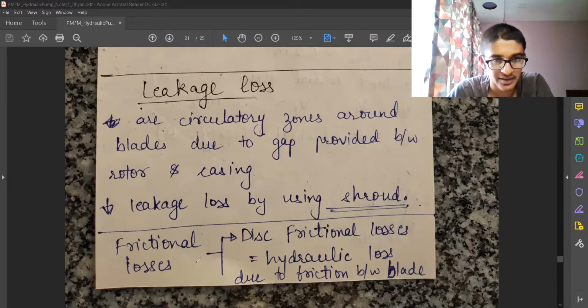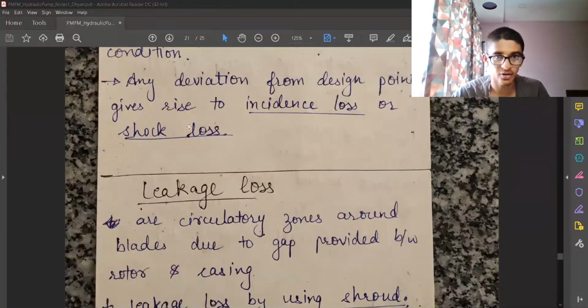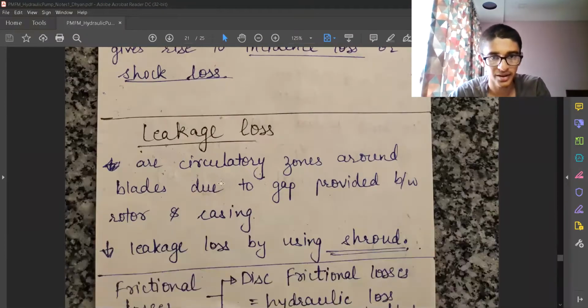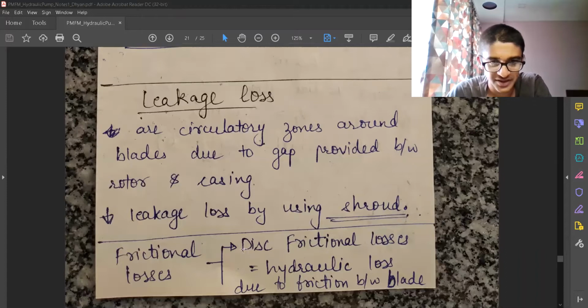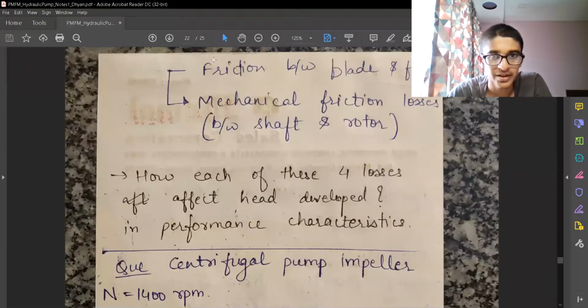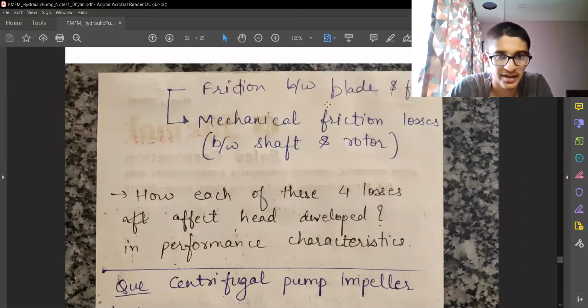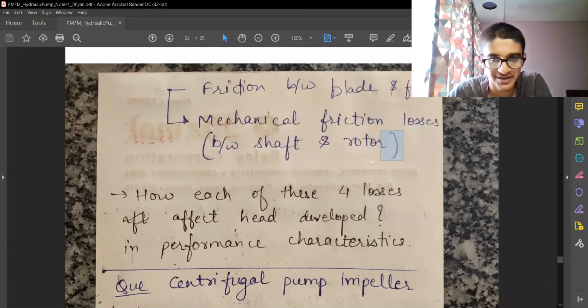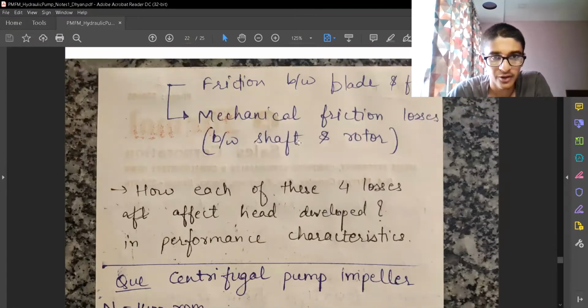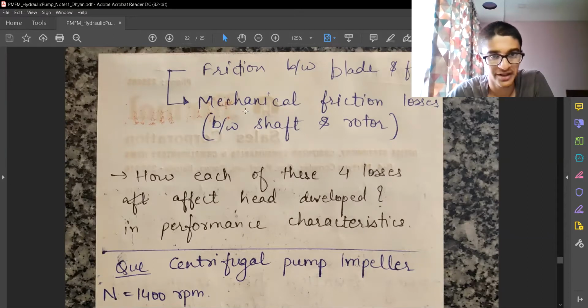So frictional losses are the next one. So these are the frictional losses again. So earlier these were taking into account the loss only during the blades. But there can be other frictional loss in the pipes. So first is the disc frictional loss, that is the hydraulic loss. That is due to the friction between blade and fluid. So that is the blade and fluid friction coefficient. And the second are the mechanical friction losses between shaft and rotor. And another kind of loss will be the loss in the piping system of our pump. So the suction pipe and delivery pipe also have friction in them.